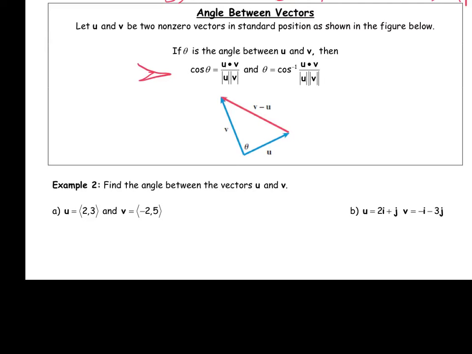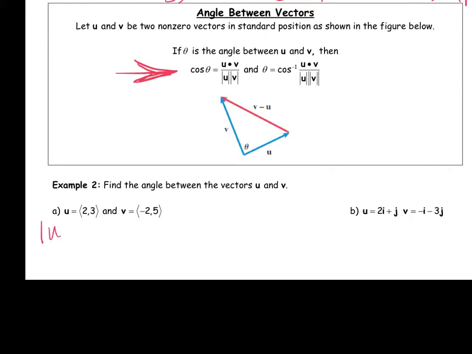In example 2a, they've given us vector u and vector v, both in component form, and they want us to find the angle between them. There are several ways of doing this. In that formula, you have the absolute value of u and the absolute value of v. It's asking for the magnitude, so that's where I'm always going to start.